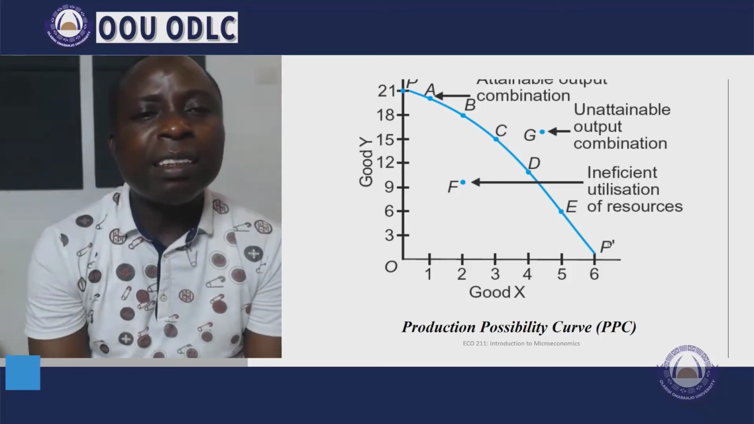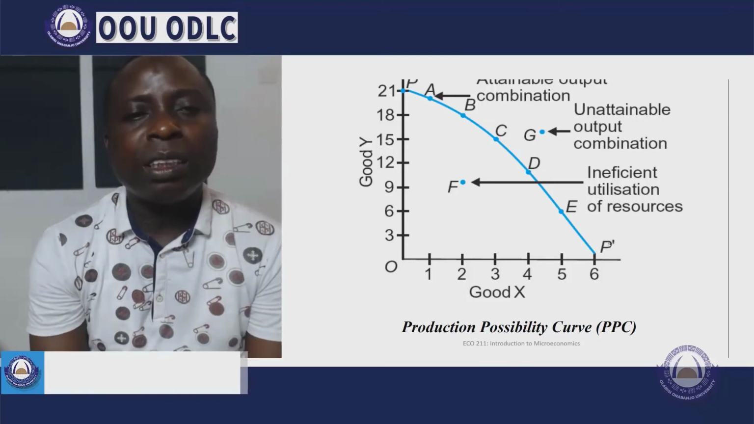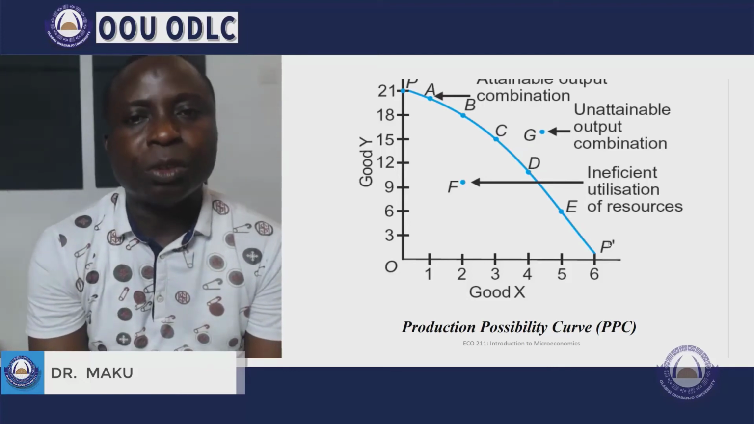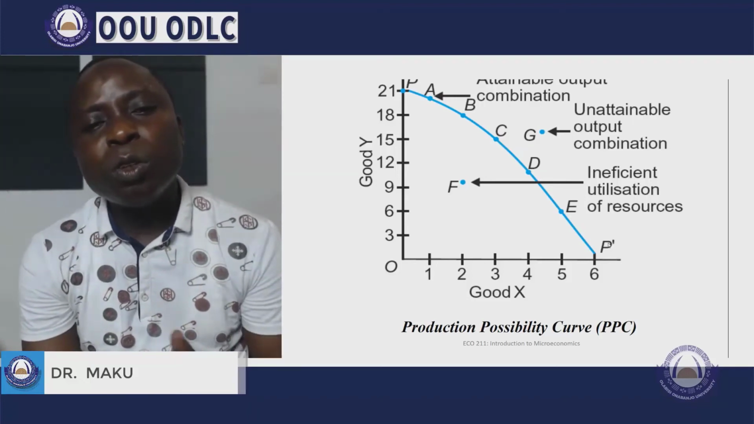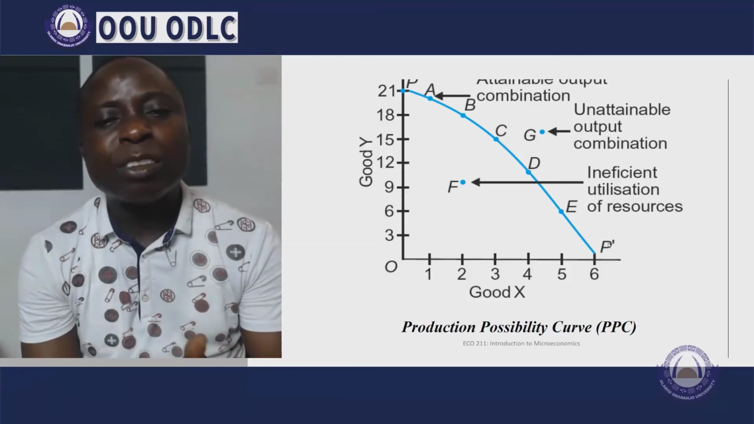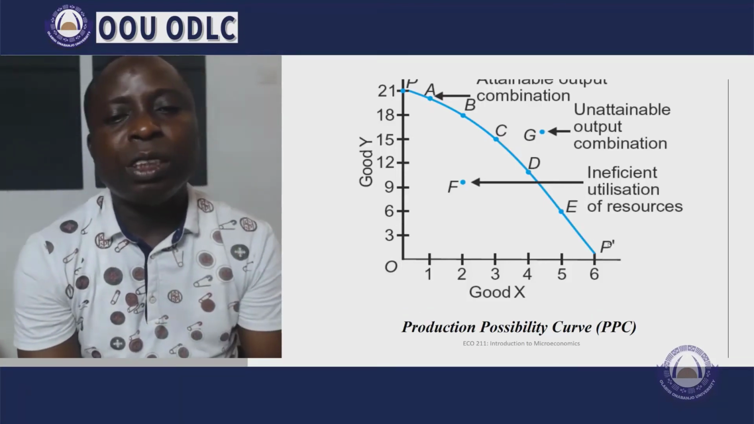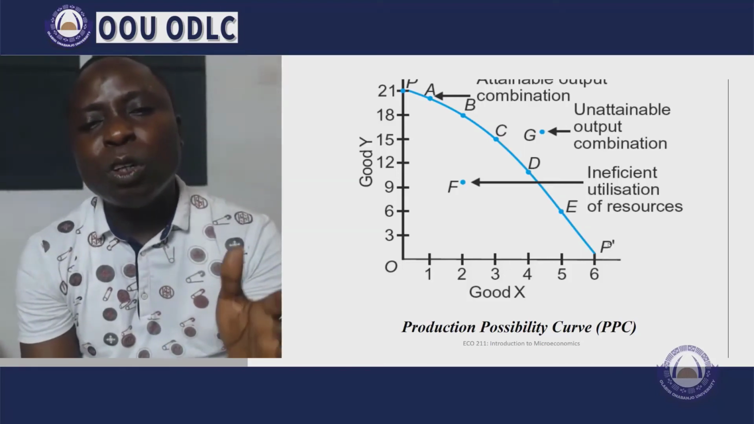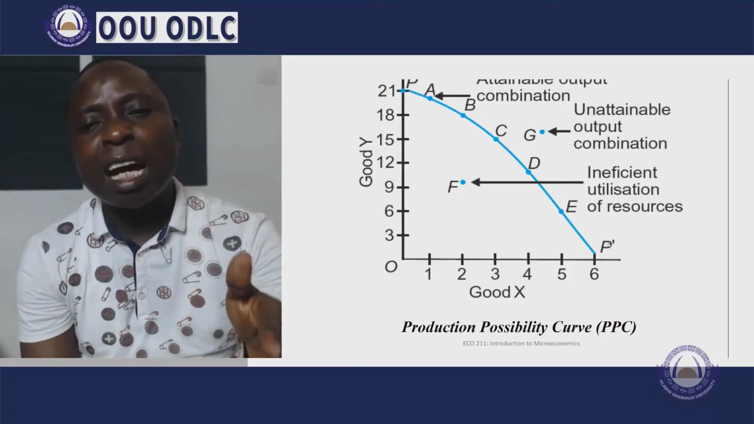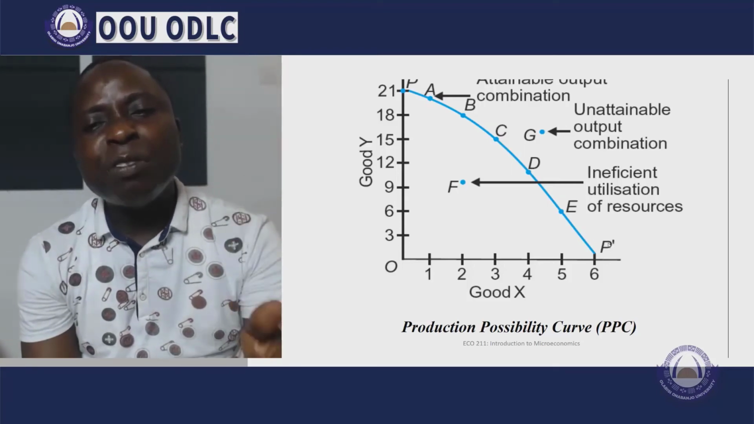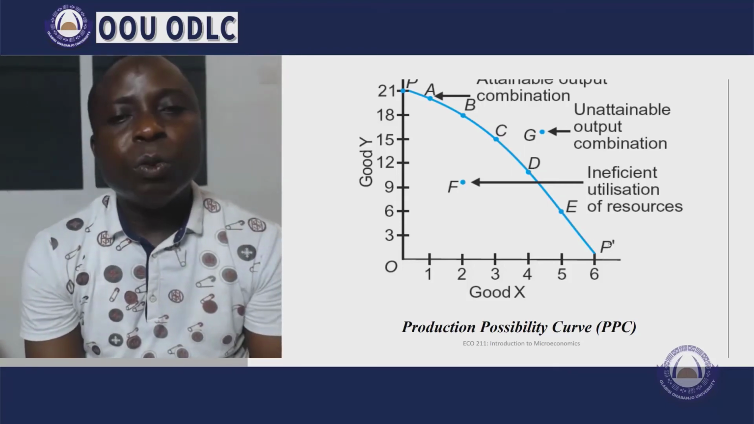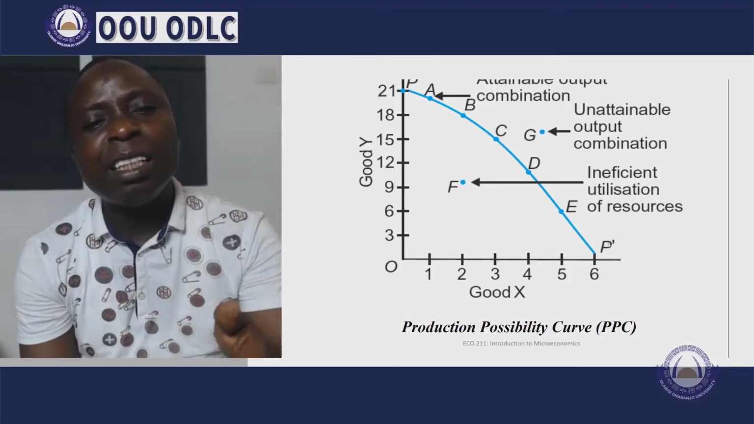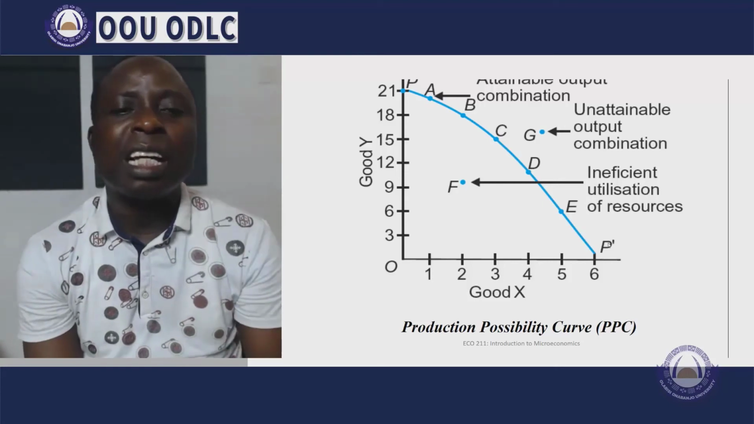Any of these 5 points indicate an attainable output combination. If you also look at the inner part of the curve, there is point F. That point F shows that the resources at that point are inefficiently utilized, which implies that the country is unable to efficiently utilize the resources at point F.